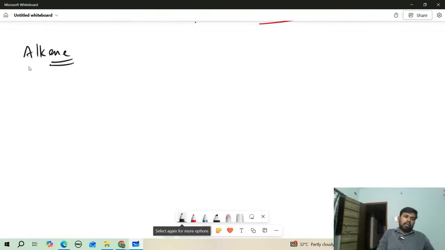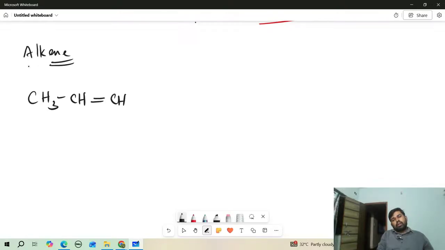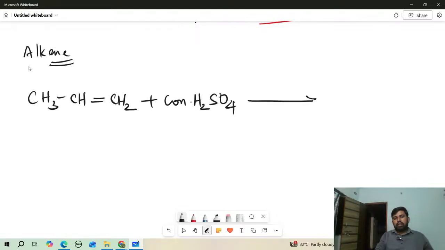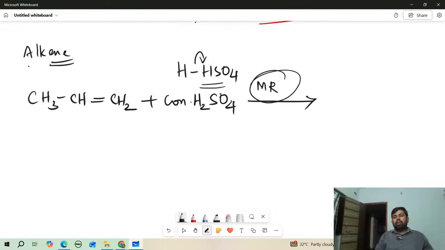So alkene means a double bond will be there: CH3, single bond CH2, CH double bond CH2. First we are going to add concentrated sulfuric acid. Sulfuric acid splits into H and HSO4. We separate them here, and then the nucleophile will attack. It follows Markovnikov's rule. Very important, there is Markovnikov's rule.